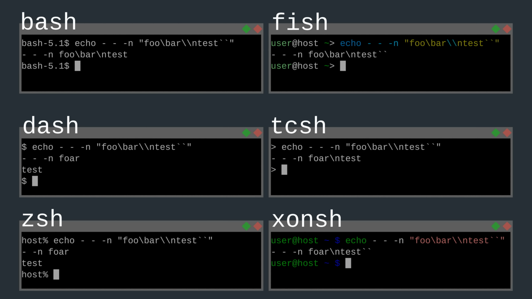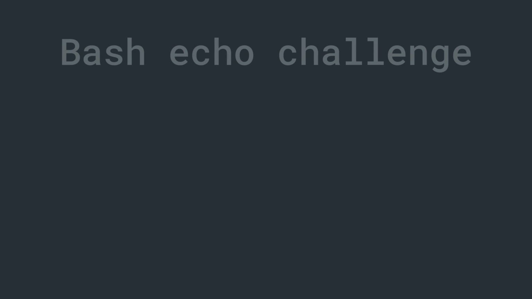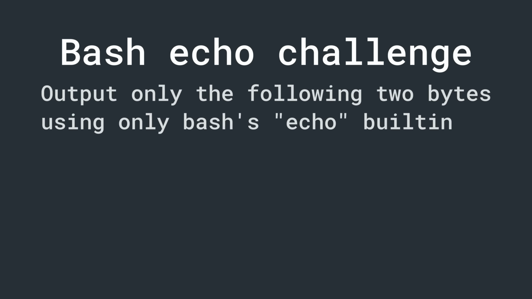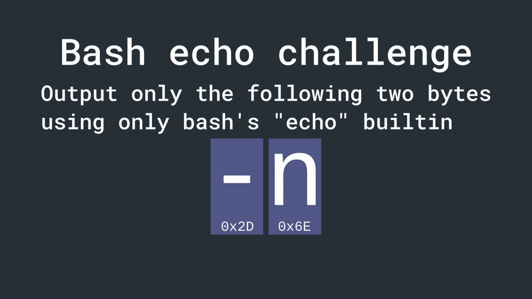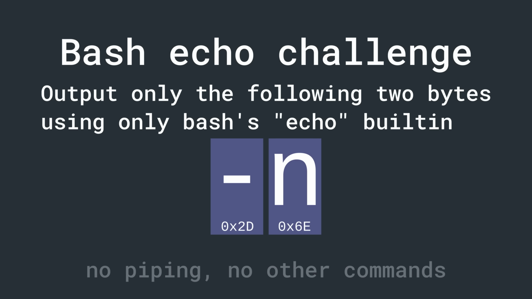I'll leave you with a challenge to complete using Bash's echo command. The challenge is to get Bash's echo to output the following 2 bytes and nothing more. -n. Just those 2 bytes. You're not allowed to have additional characters before or after them. So you can't use the trailing space trick from before. You must only use echo, no piping the output to another program to post-process it. And since you need just those 2 bytes, that means no newline character at the end. For a while I thought that it was impossible, but actually it is possible to do this.